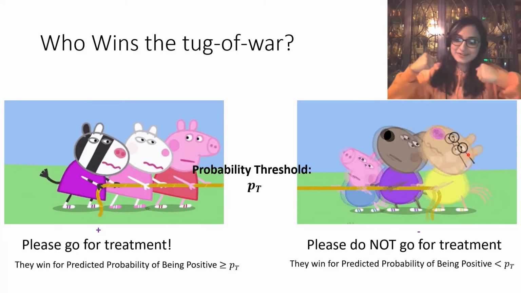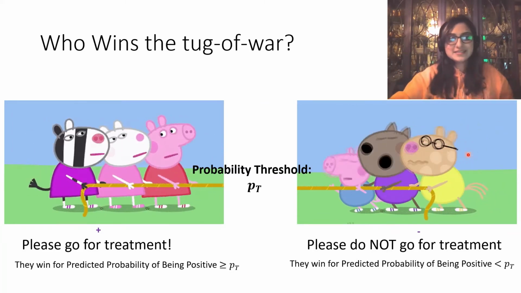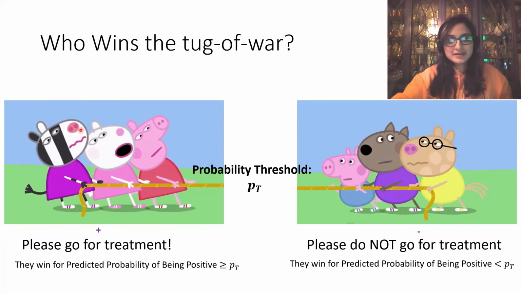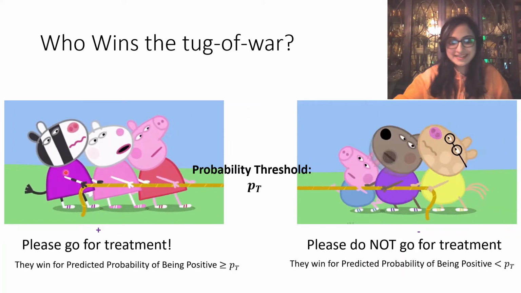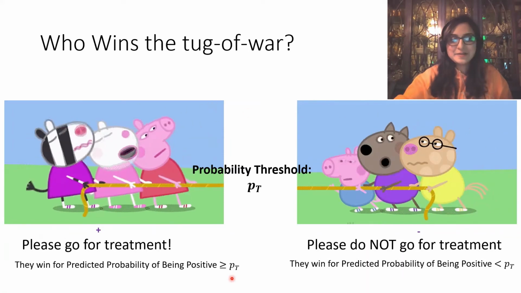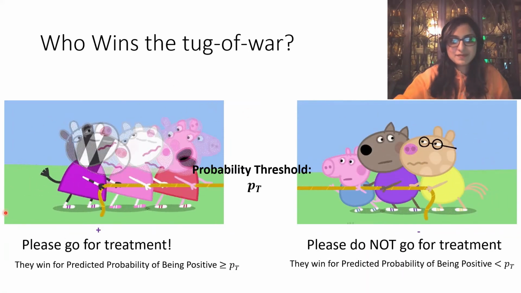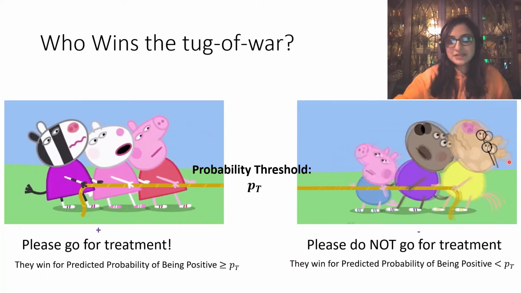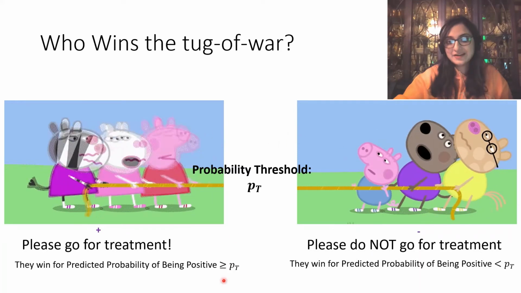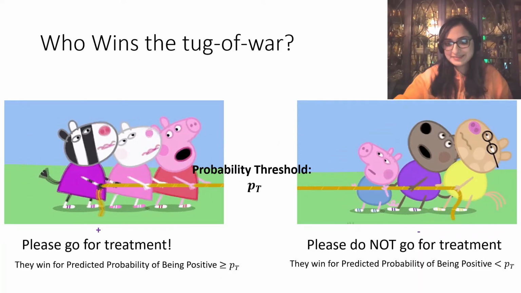So it's just like a tug of war. Who wins? On this side, they're saying, go for treatment. And on this side, they're saying, please don't go for treatment. So you go for treatment if the probability of being positive is greater than or equal to a threshold. Otherwise, you don't go for treatment. And it's all based on your probability threshold.